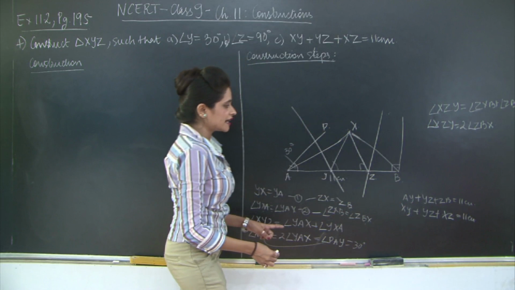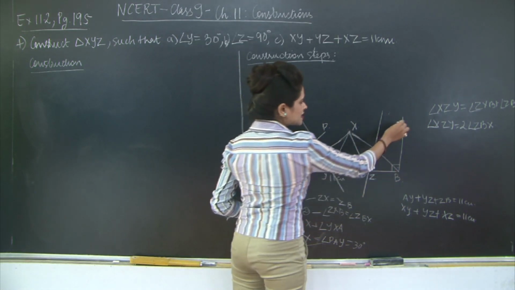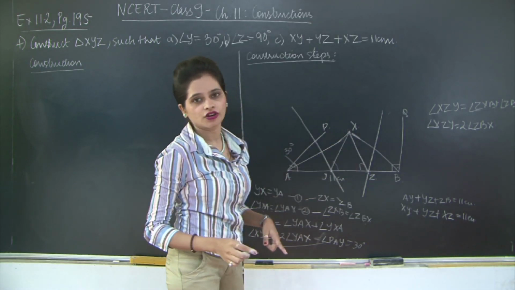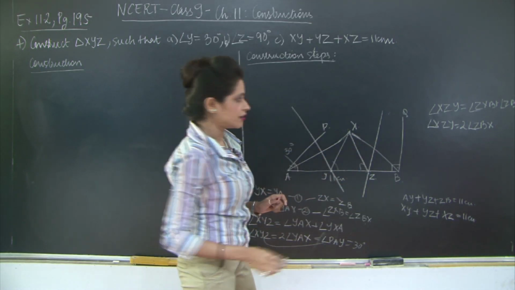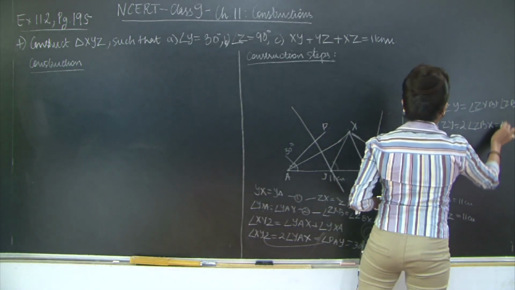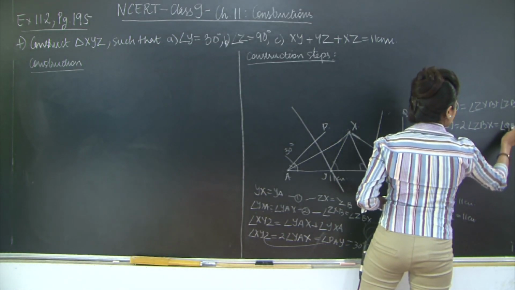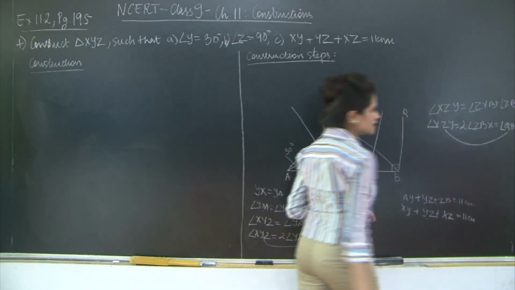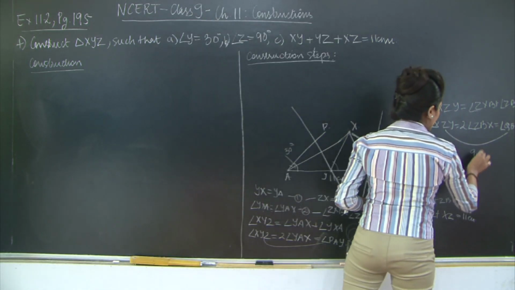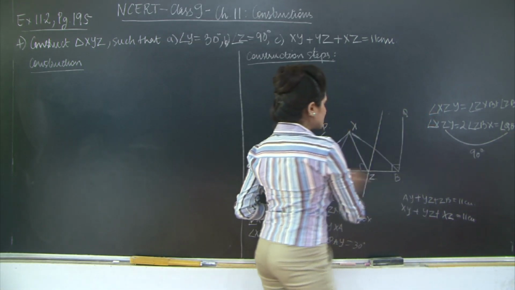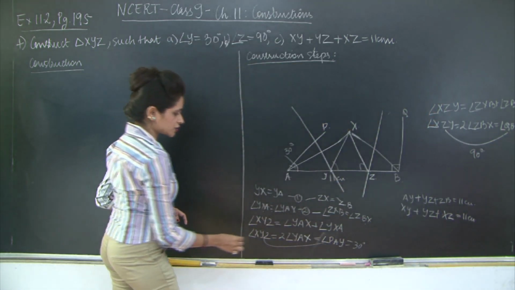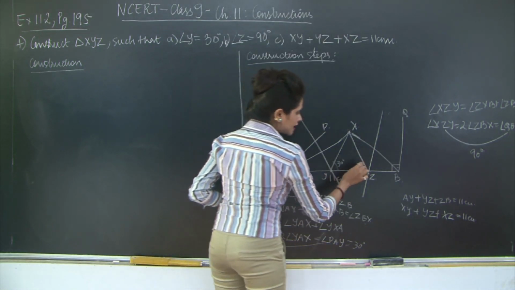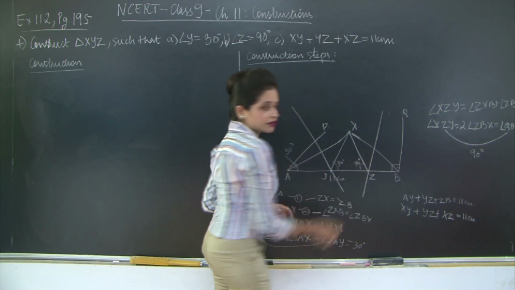But twice angle ZBX is what? It is, let's say, this angle QBZ, because BX is the bisector of angle QBZ, right? So this is equal to angle QBZ. Therefore, what do I get? That XZY is equal to QBZ, which is equal to 90 degrees, because QBZ was 90 degrees according to the construction. So here you have this angle as 30 degrees, this angle as 90 degrees, right?